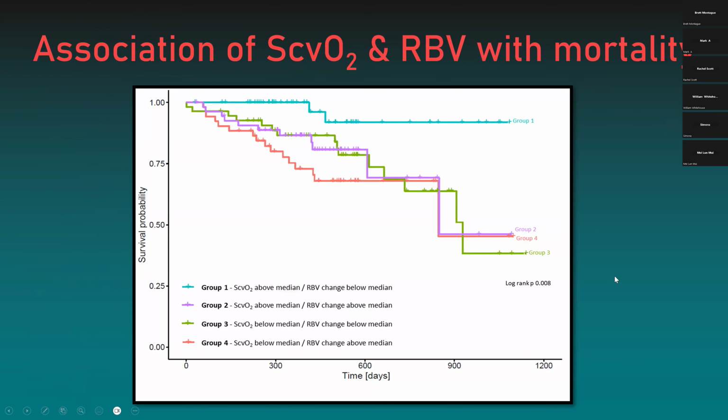And this is one of the Kaplan-Meier curves. So this is looking at combined central venous oxygen saturation and relative blood volume change on mortality. And so we can see group 1, who has a higher central venous oxygen saturation and a greater relative blood volume change, definitely does better than the others.